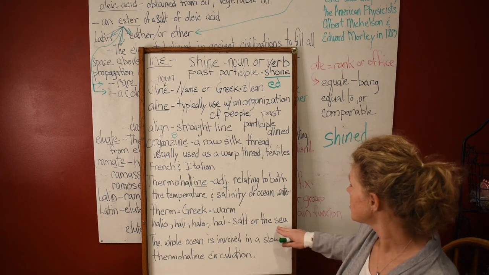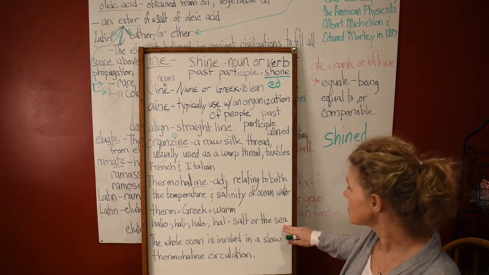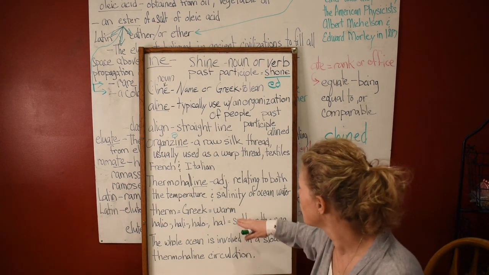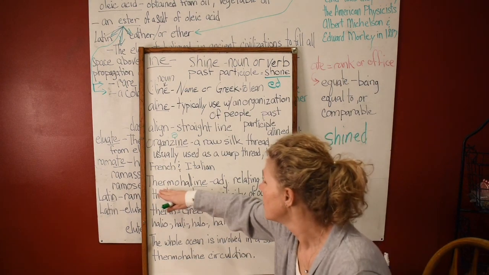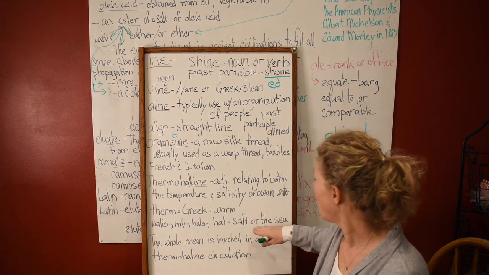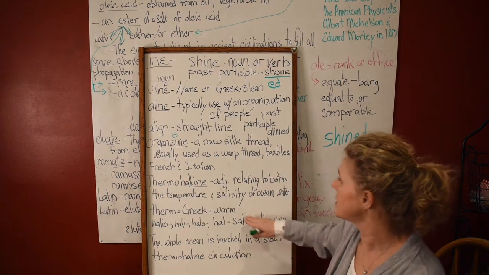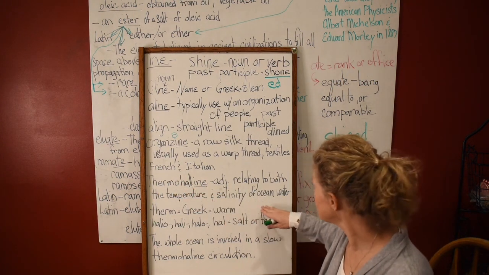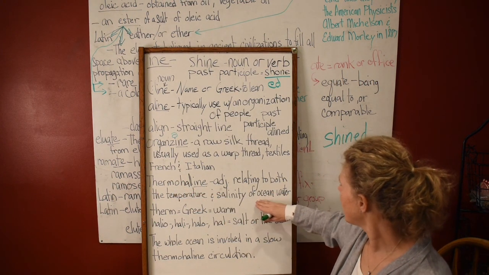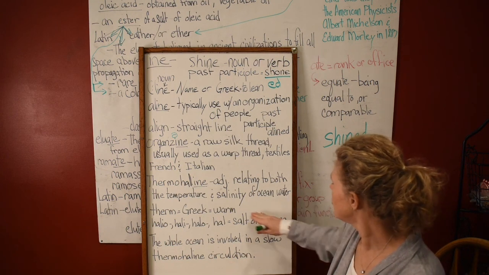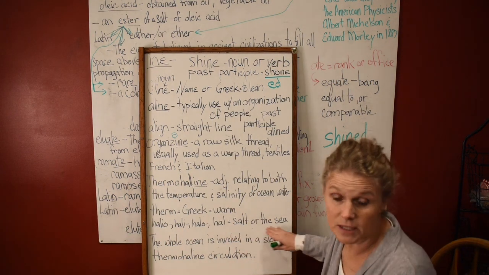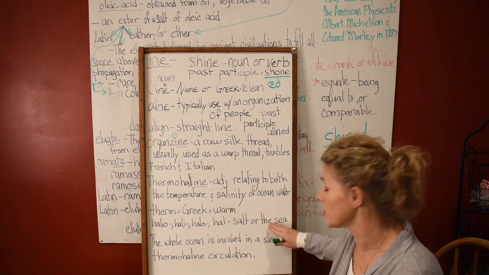Halio, Haley, halo, hell, or hall means salt or the sea. So you know that it's going to be the warmth of salt or the sea. Does that make sense? Right here, if it says the ocean water, you know it's going to be the salt of the sea and in the ocean.